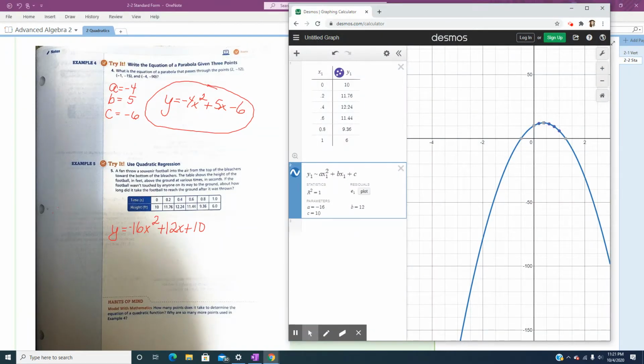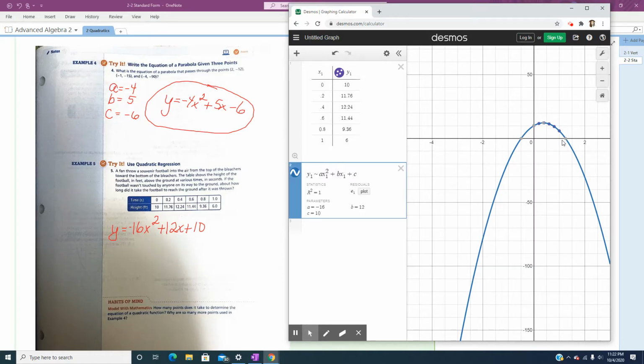Now, let's look at the problem and answer the question. A fan threw a souvenir football into the air from the top of the bleachers towards the bottom of the bleachers. The table shows the height of the football in feet above the ground at various times. So it looks like the football started here, and then it got thrown up and then came down. If the football wasn't touched by anyone on the way down to the ground, how long did it take the football to reach the ground after it was thrown?